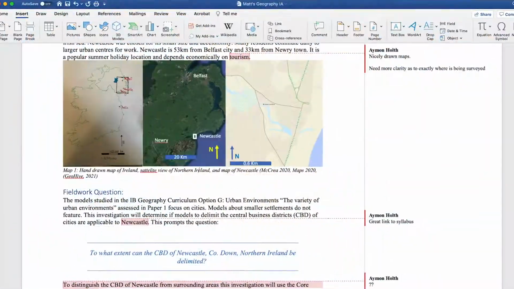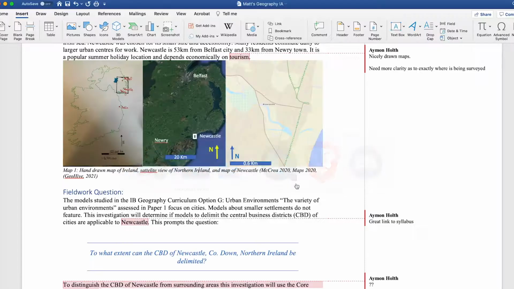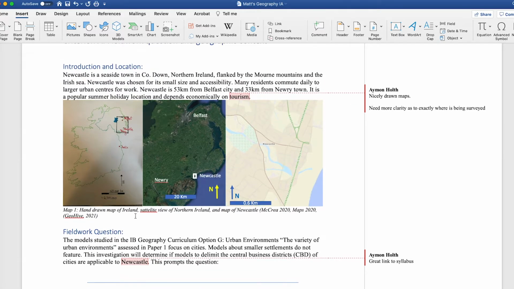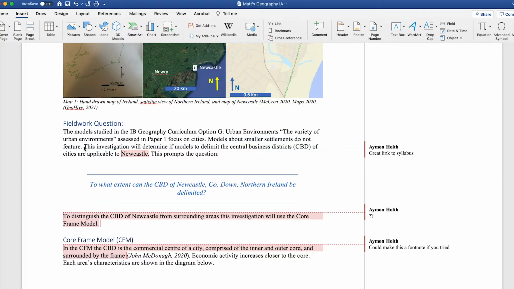So once again, if we go back to the criteria, why and where the fieldwork is being carried out. So now it's obvious where it's being carried out, but why it's being carried out is still not too clear. He links very well to the syllabus. He talks about exactly which option of the syllabus and which subtopic, which is very nicely done, and talks to some extent about why it needs to be done. This investigation will determine if models to delimit the central business district of cities are applicable to Newcastle. Now he says what he's doing, but he still doesn't say why it needs to be done.